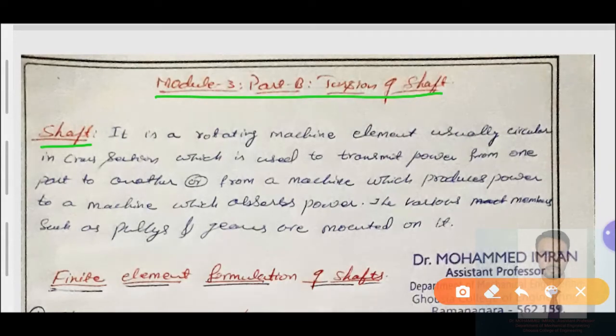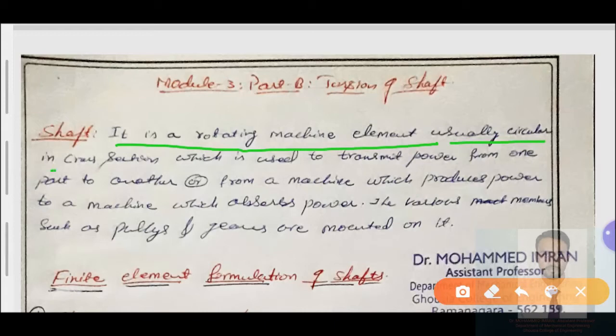Shaft. What is meant by a shaft? It is a rotating machine element, usually circular in cross section. The diameter varies with respect to the condition based on the requirement, and it is used to transmit power from one part of the machine to another part of the machine.